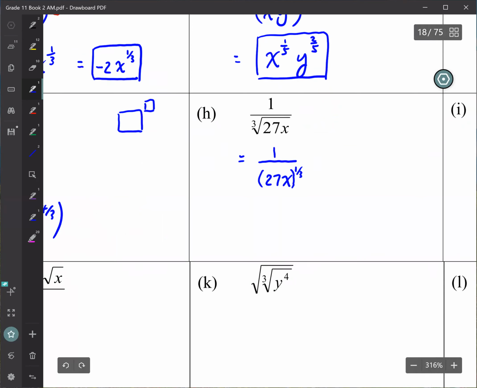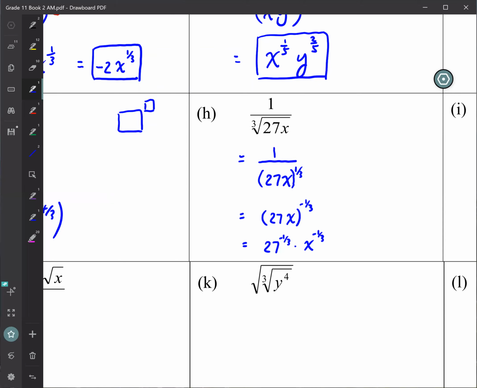Okay, and what should be our next thing to do? Nathan, what do you think? You have to move the 27x up. Sure, yeah, let's move it up. 27x. And then would it be like -1/3? Okay, -1/3, and then? And you gotta distribute it into everything. Yeah, okay, so let's distribute the exponent. So you get 27 to the -1/3 times x to the -1/3.